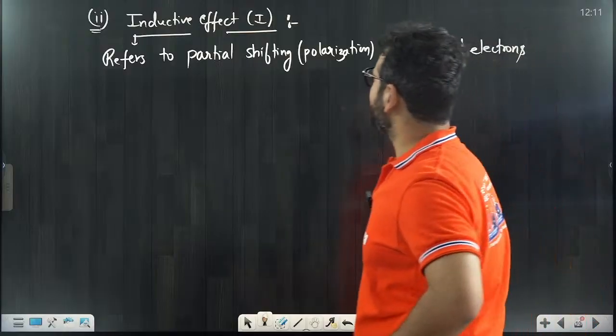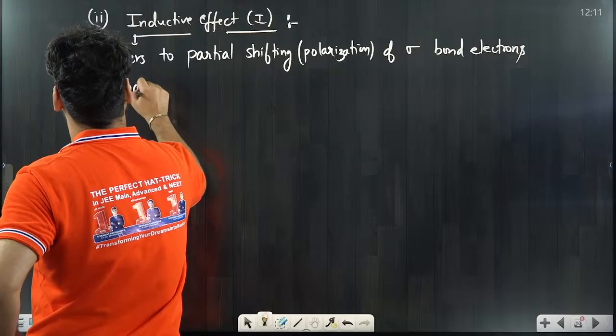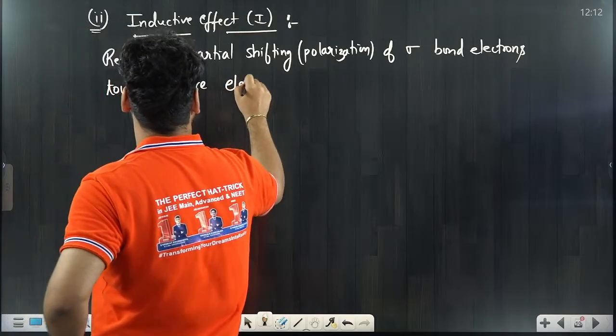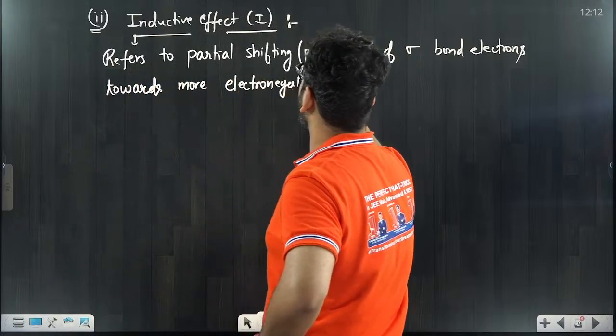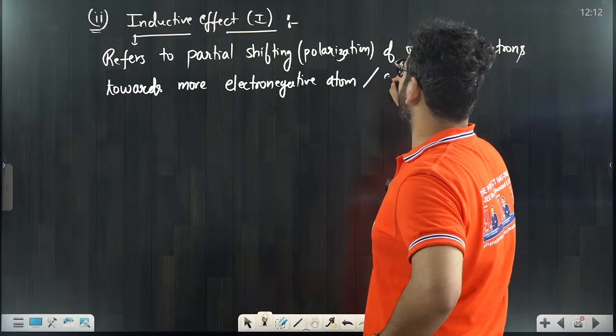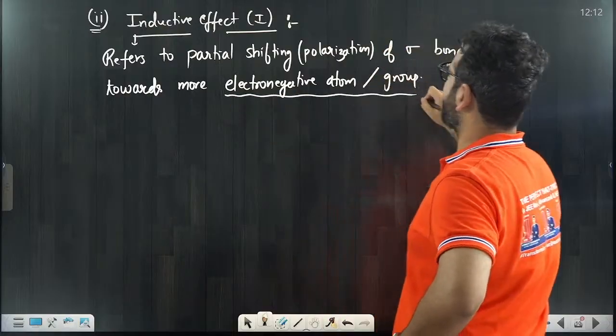It refers to partial shifting of sigma bond electrons towards the more electronegative atom or functional group. More electronegative atom or group.